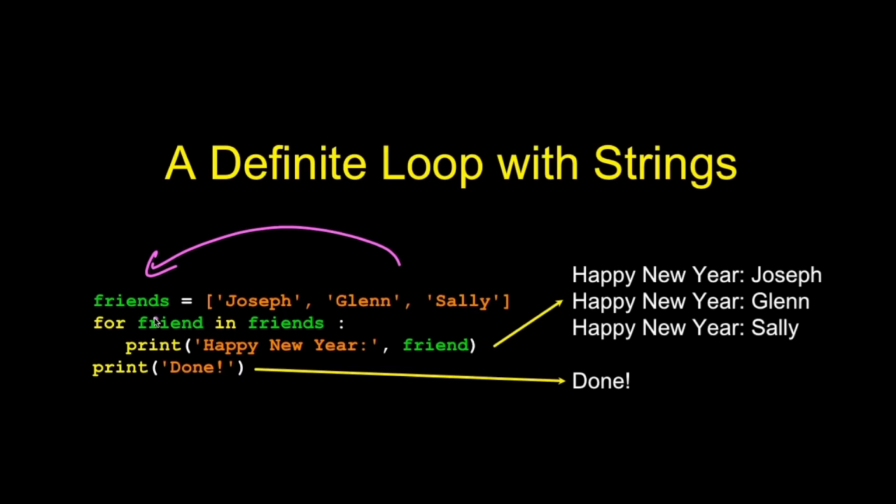So the first time through, friend is going to be Joseph. Second time through, it's going to be Glenn. Third time through, it's going to be Sally. And so that just says run this loop, run this code, the indented code, 3 times. Each time the variable friend takes on a successive value that's in the friends array. So it says happy birthday Joseph, Glenn, Sally, and then we come out of the loop and we print done.